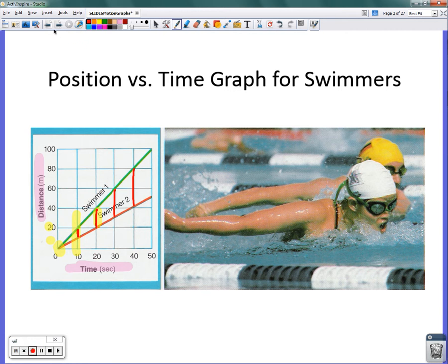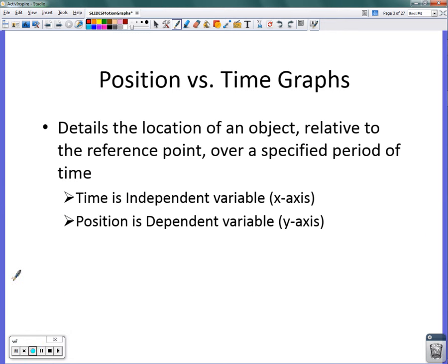So we're going to start off with the simplest type of graph, and that's a position time graph. And as you may have guessed, a position versus time graph shows you the location of an object over a specified period of time. When we make position versus time graphs, time is always going to go on our x-axis. Position or distance, depending on what book you read, they'll label it differently, but more importantly, it's where something is. That position is going to go on the y-axis.